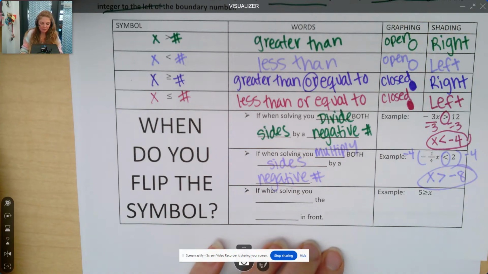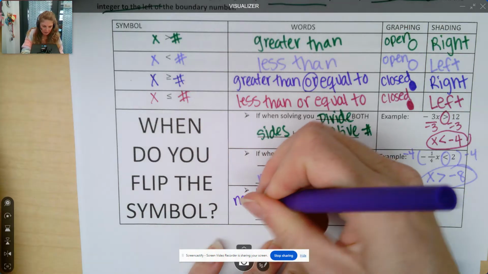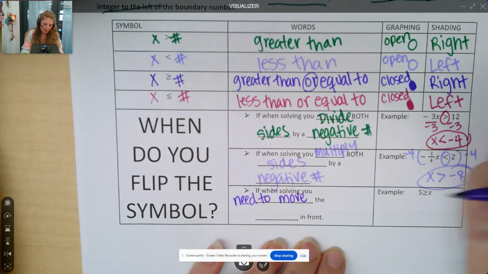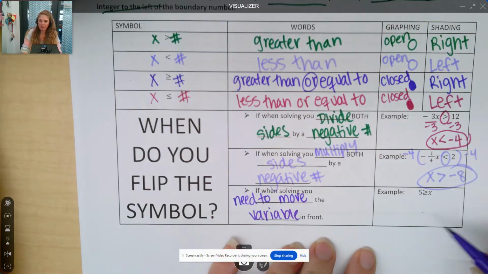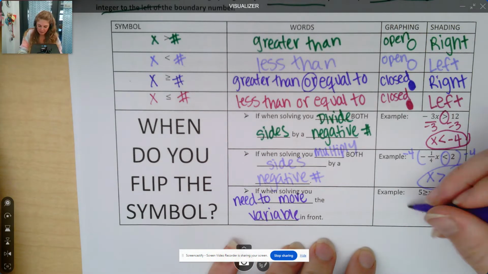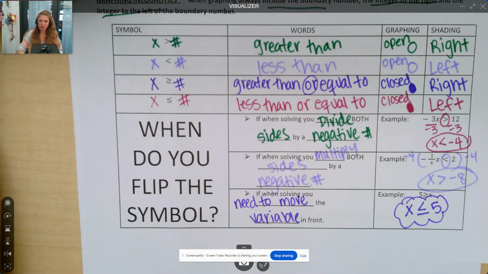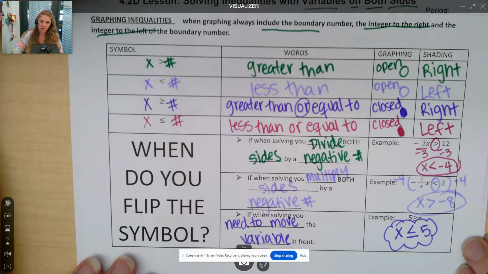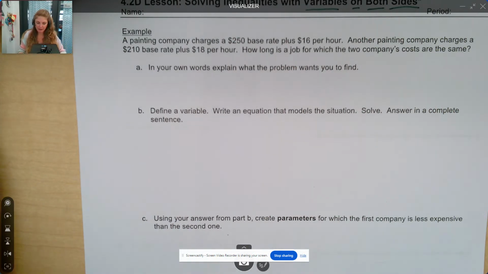Perfect. And the last one, if when solving you blank the blank in the front, you need to move or switch the variable in front. So for example, here 5 is greater than or equal to x. Well, that means that x is less than or equal to 5 is how you want to look at that solution. Perfect. Make sure this gets attached in your notebook for points later. And we're going to be looking at 4.2D together.